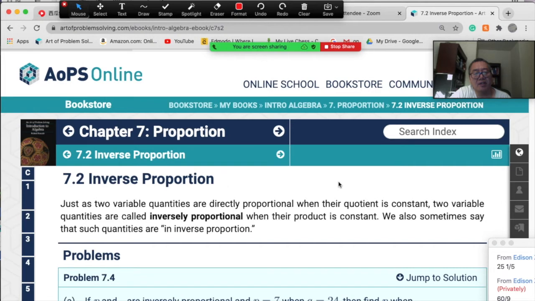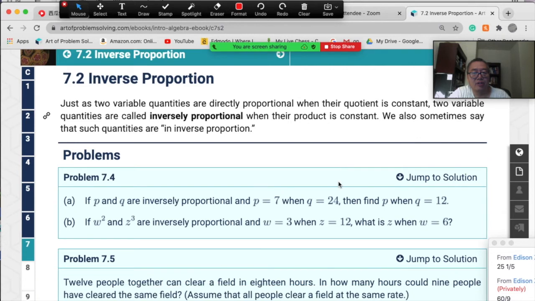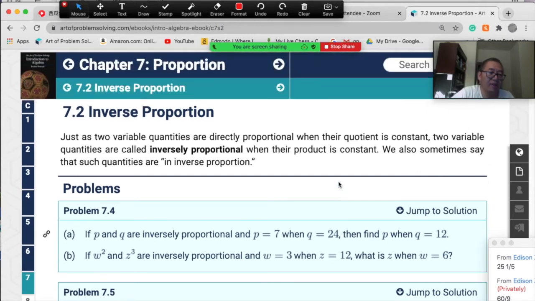Now let's see another kind of proportion called inverse proportion. So what is the inverse proportion? That's exactly opposite to the direct proportion. You know, direct proportion, that's when one variable becomes bigger, the other one also becomes bigger. But the inverse proportion, that's when one becomes bigger, the other will become smaller. When one becomes smaller, the other will become bigger.